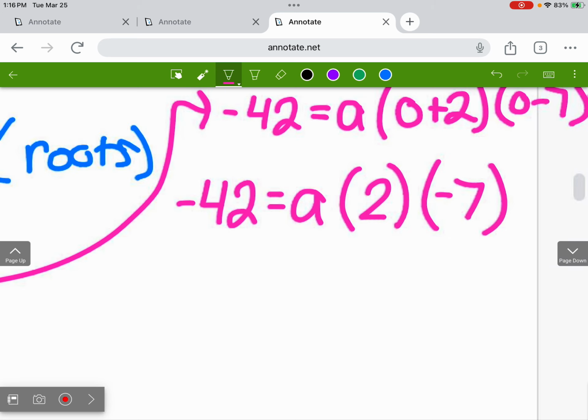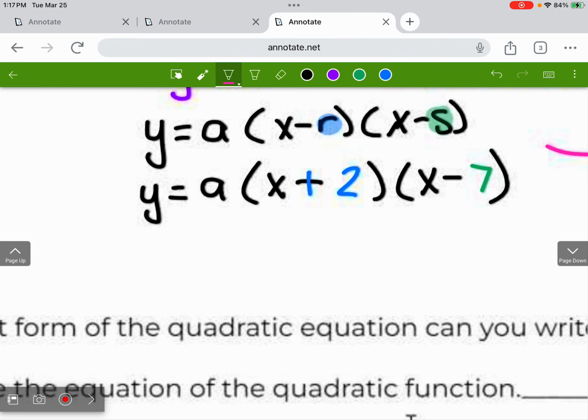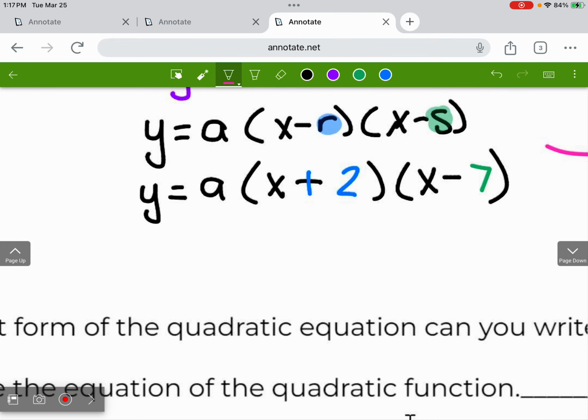What else can we do over here? Multiply 2 times -7. Yeah, multiply the 2 and the -7. So we get -42 equals a times -14. Remember that it's times, it doesn't magically turn into subtraction. What can we do now? Divide by that -14. So what is the value of a? 3. So that means we know our a is going to be 3.